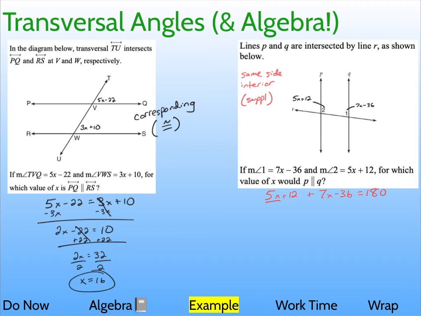So now let's combine like terms. We have some x terms, so 5x plus 7x is 12x. And we have some constant terms, positive 12 and negative 36. So you get 12x minus 24 equals 180. And then to solve, basic two-step equation here, you add 24 to both sides. Cancels out. You get 12x equals 204. Then we divide by 12. And we get x equals 17.